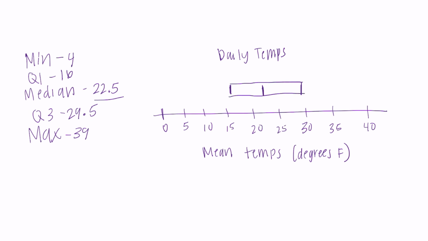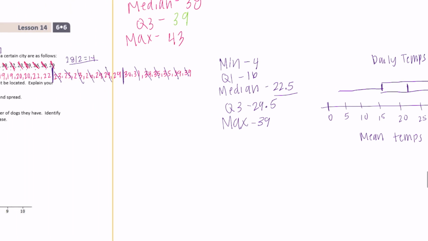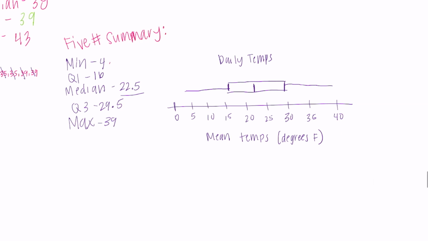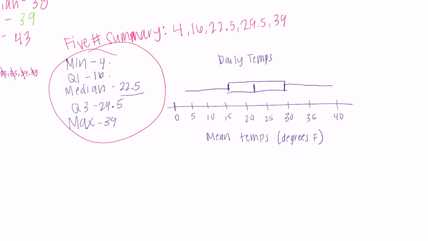So I'll make my box, and then my minimum was 4. My max is 39. So there is my box plot. And if your teacher asks you for your 5-number summary, the 5-number summary is just these 5 numbers. You just list these: 4, 16, 22 and a half, 29 and a half, and 39. So if you're ever asked for your 5-number summary, it's just these 5 numbers.